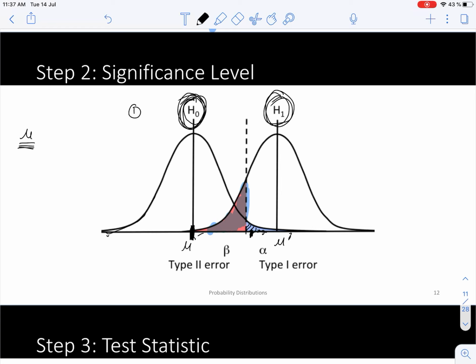I know this is an abstract concept right now, but as we start solving problems in this unit, and at the end again of the unit, we will solve some examples where we calculate type 1 and type 2 errors. It will make more sense.